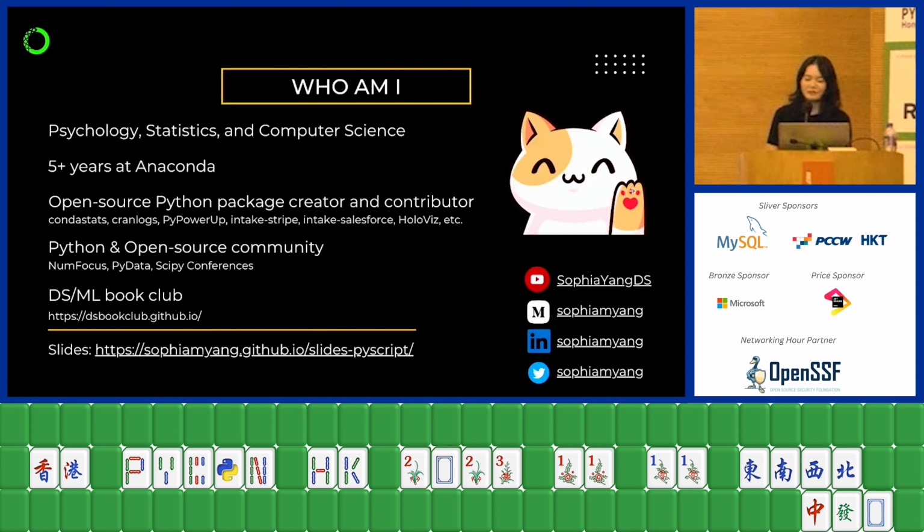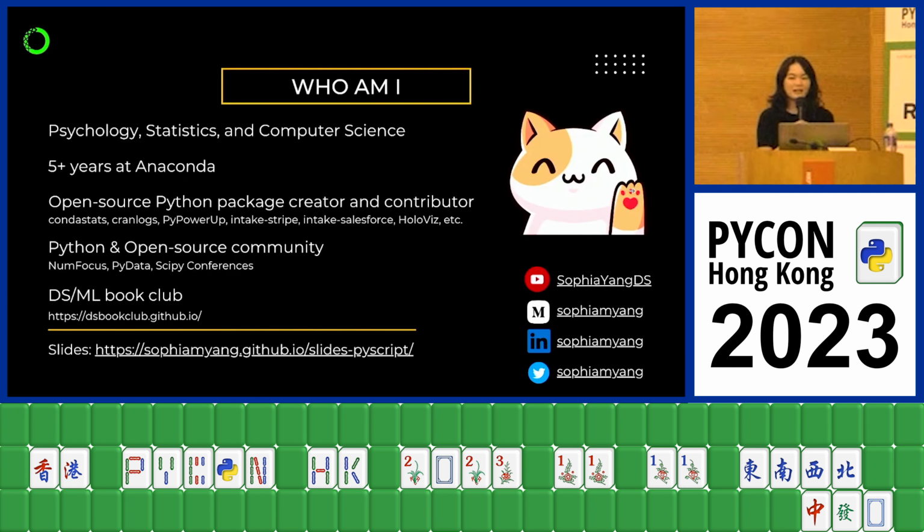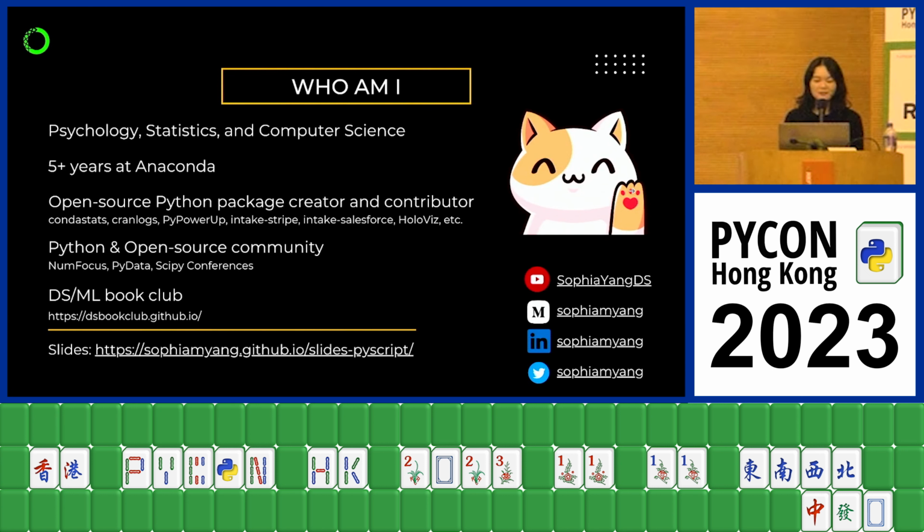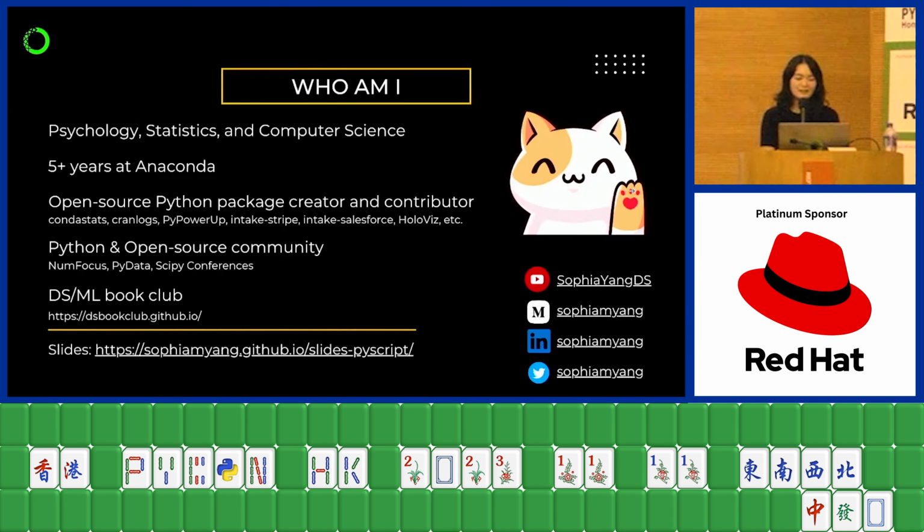Before I get started, I want to introduce myself. My name is Sophia Young. I am a data scientist and a developer advocate at Anaconda. My education background is in psychology, statistics, and computer science. I have worked at Anaconda for 5.5 years now. I am a big believer in the open source Python ecosystem and open science. So I have contributed to several open source packages and created several open source Python packages.